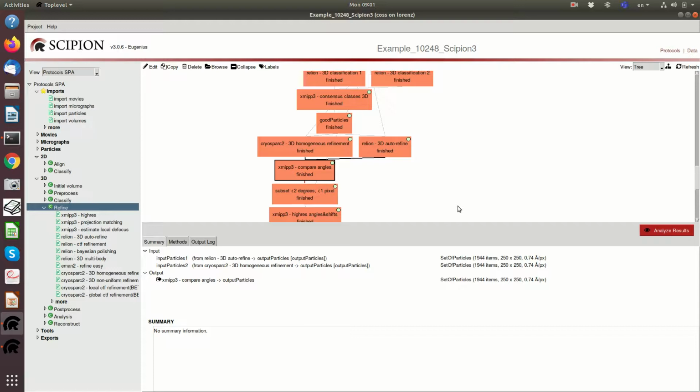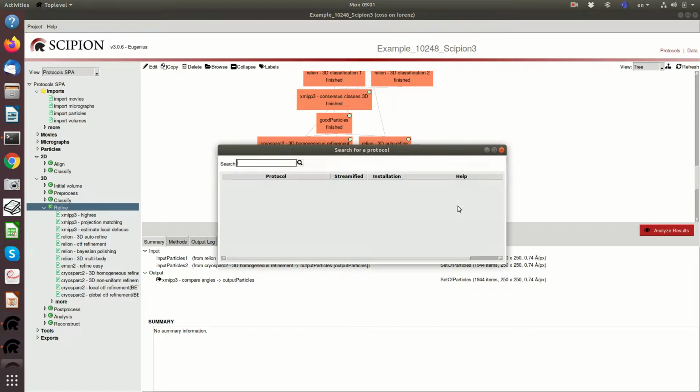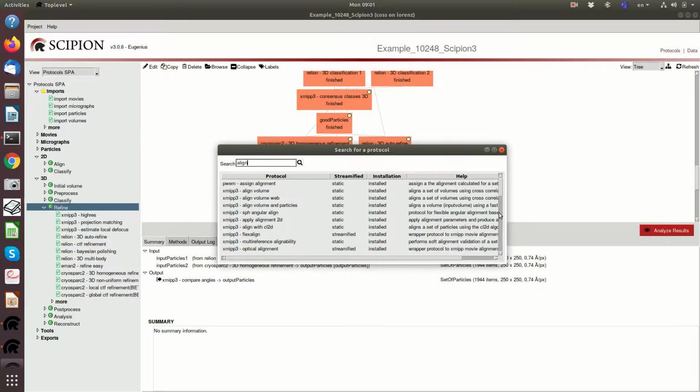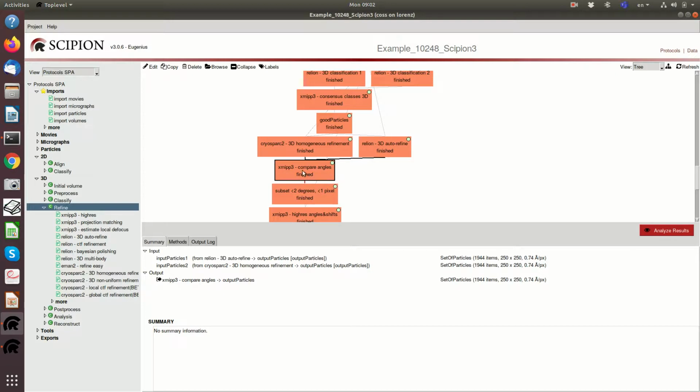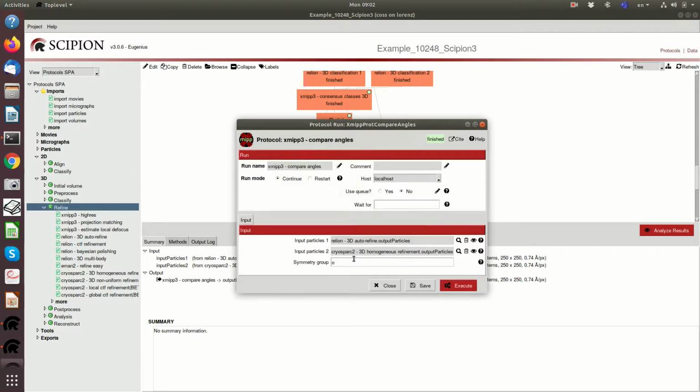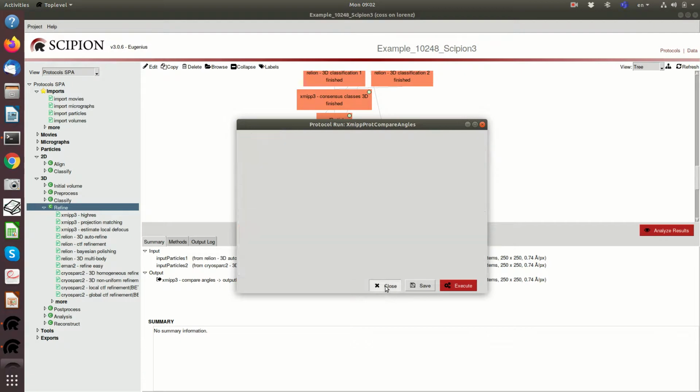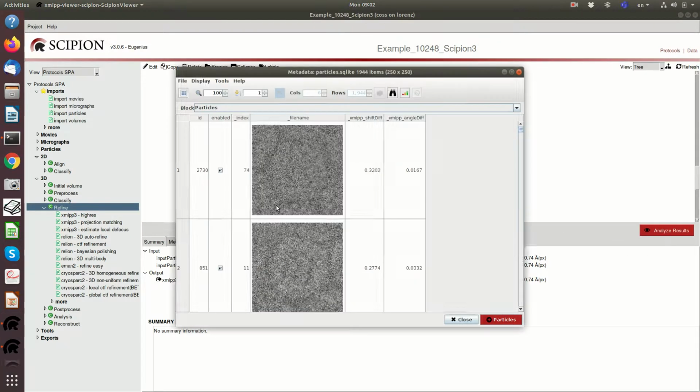There is an algorithm, a protocol for that. If you press Ctrl F, you are able to look for something, and then here you have align volume and particles. You would align the volume and particles from one to the other, so that then you can compare the angular assignment. Then we will compare the angles, and the input for this is the angular assignment of one of the algorithms, the angular assignment of the other one, and then the symmetry, and then you get this kind of results.